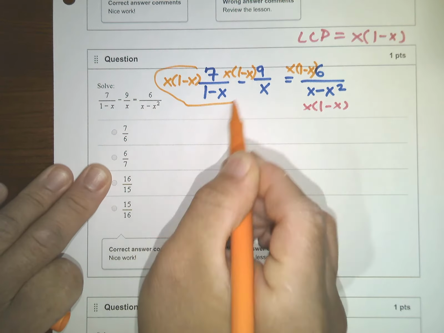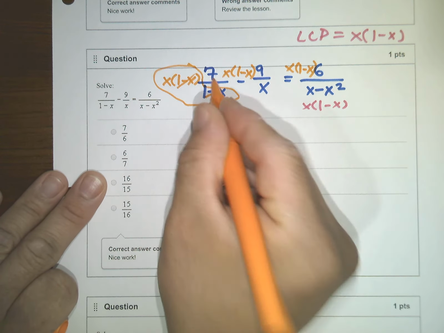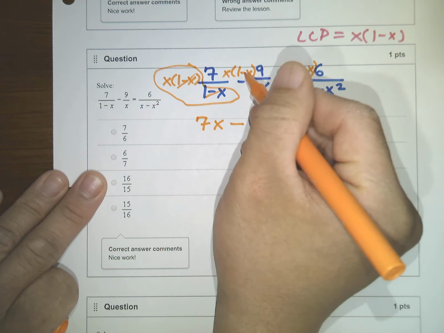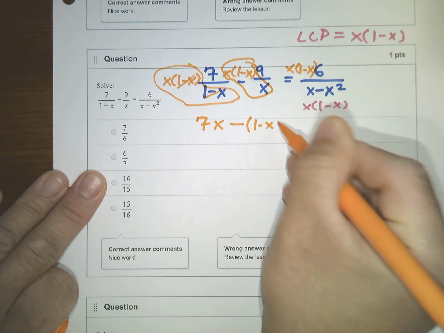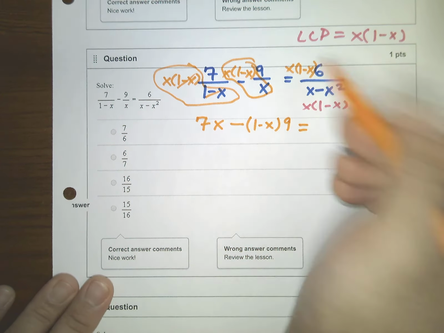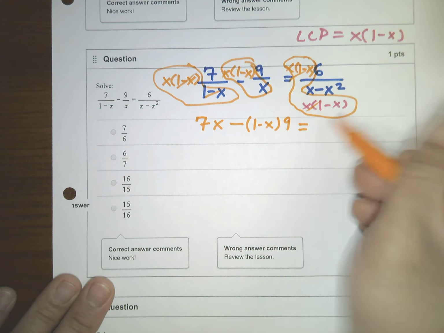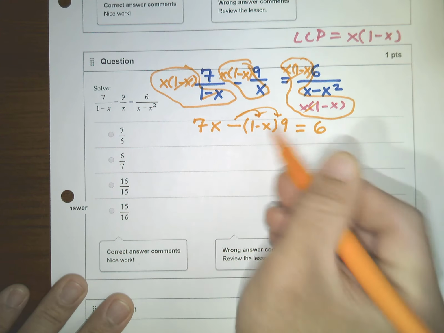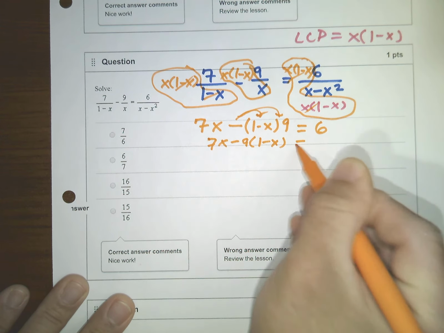So x times 1 minus x over 1 minus x. The 1 minus x's divide out, so I'm left with x times 7, or 7x. Then minus, alright, we have x times 1 minus x over x, so the x's divide out, so I'm left with 1 minus x times the 9, and then that is equal to x times 1 minus x over x times 1 minus x, so that all divides out, so I'm left with just a 6. So now I distribute the negative 9 here, so I could write this as negative 9 times 1 minus x if it would make it easier for me to see this here.